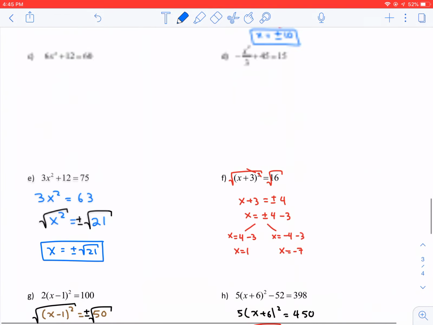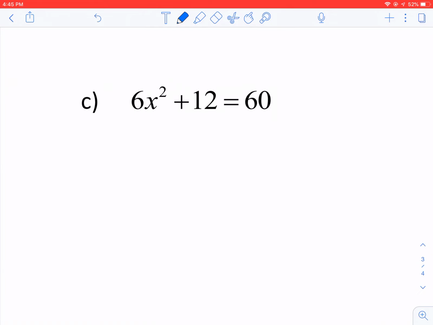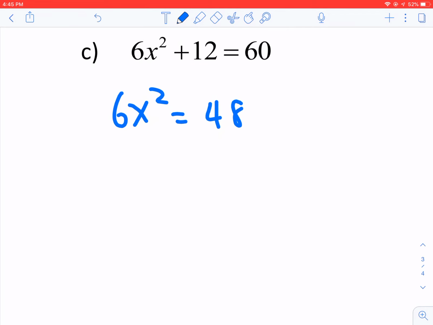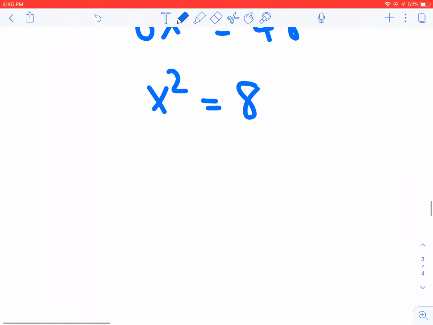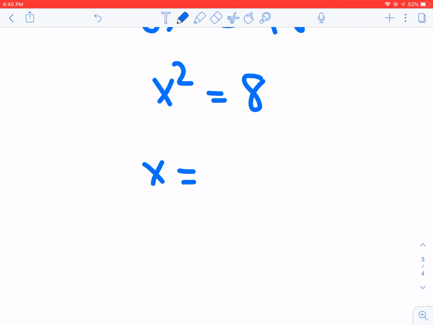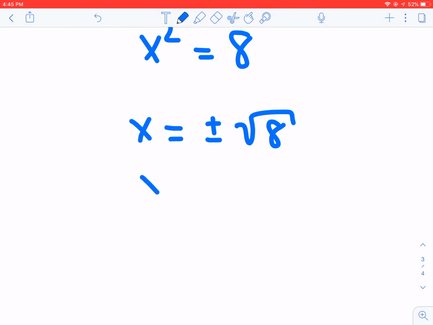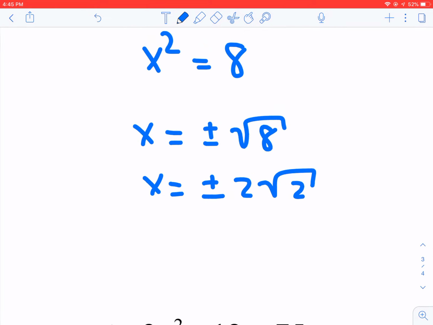Right, and I'm going to go over the two questions I skipped real quick if you want to take a look at these. So this one, 6x squared equals 48, subtract 12 on both sides. x squared equals 48 divided by 6 is 8. And then we take the square root of 8. Square root both sides, we get x equals plus or minus the square root of 8. Simplify that square root, we get plus or minus 2 square root of 2.